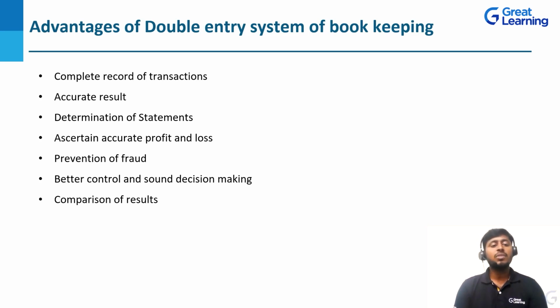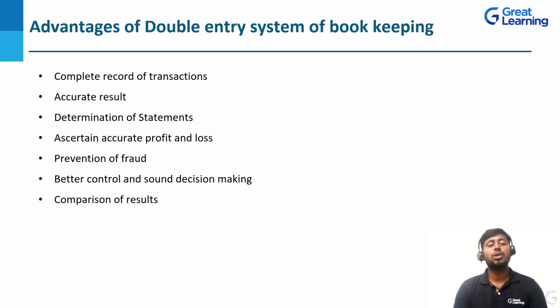Second one, accurate result. Why will we get the accurate result in the double entry system of bookkeeping? Because we are going to record all the transactions or all the activities related to money or monetary worth, or cash and cash equivalents.